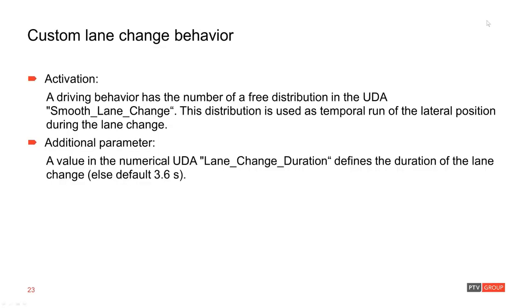If you enter an existing free distribution defined in Vissim in that attribute, then that distribution is used as a description of how the lateral position of the vehicle changes during that lane change. And you can optionally also have a numerical UDA named lane change duration, which then defines the total duration of the lane change. If you don't have that attribute, the default length of a lane change of 3.6 seconds is used if you have smooth lane change.